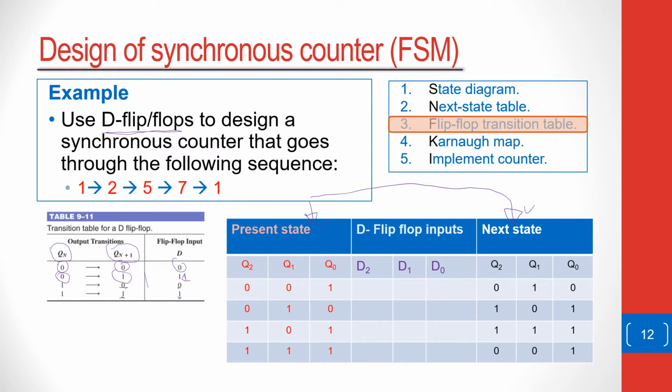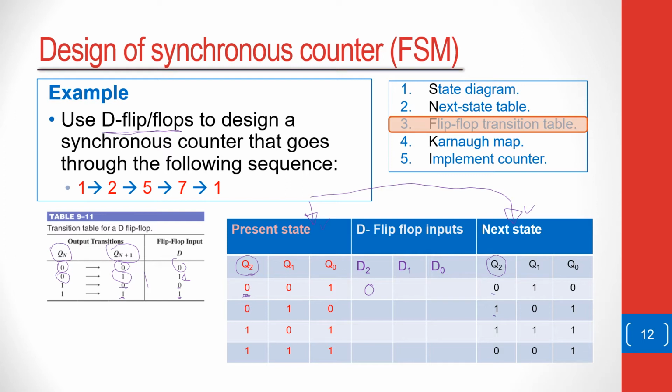So in this case here, let's consider the most significant D flip-flop, number 2. D flip-flop number 2 will have a Q output of 0, and we want it to come to a Q output of 0 in the next state. What should be the input? The input should be 0, because for a D flip-flop it's easy. The next state is simply equal to the input.